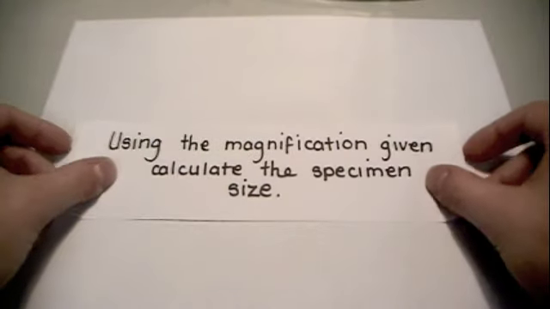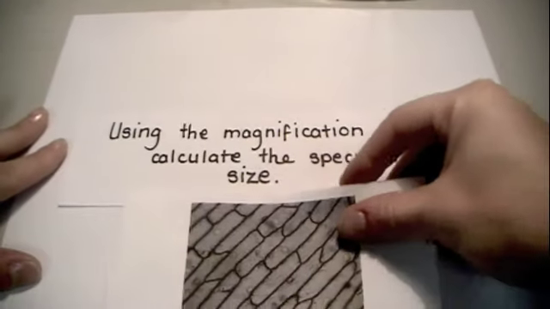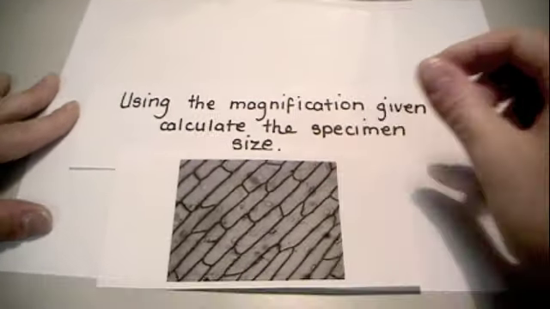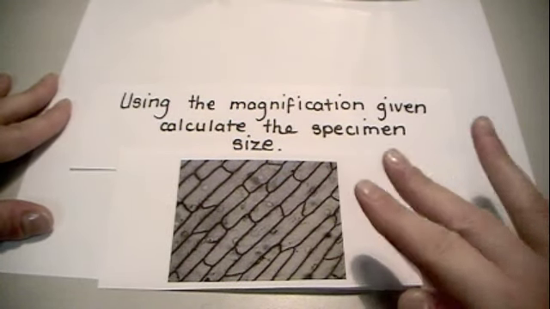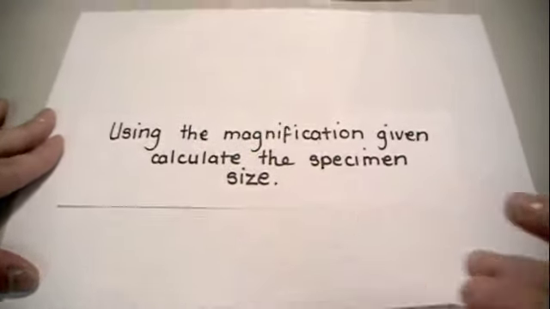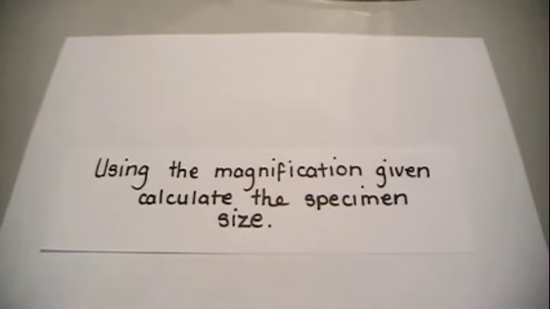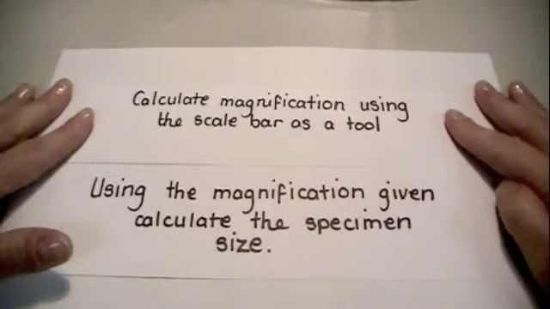Okay, so let's review what we've just done. We have so far used the magnification given to calculate the specimen size, and we had a specific image for that. These were our onion cells right here, and they were magnified by 100. But what if we're not given the magnification? If we're not given the magnification, we're given something known as a scale bar instead, then we need to start in a slightly different order.